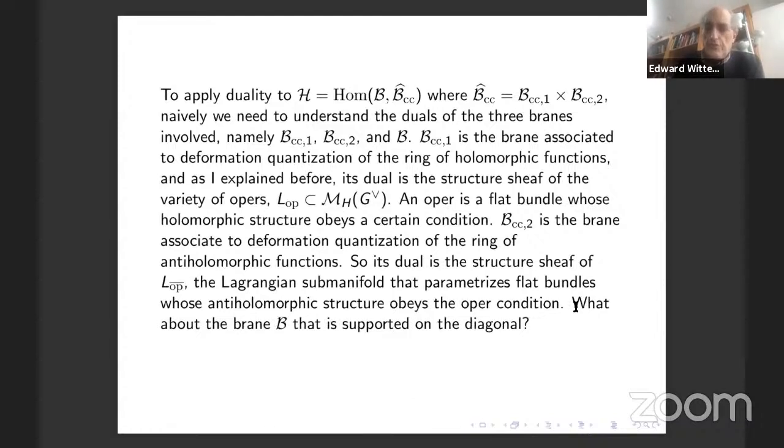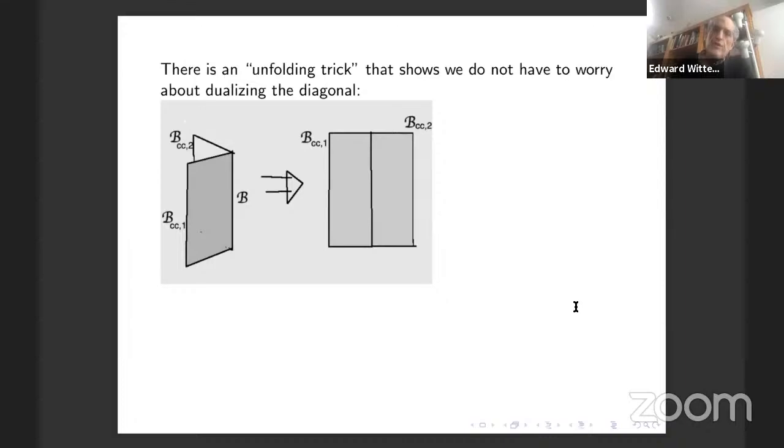What about the brane supported on the diagonal? There's an unfolding trick that shows that this question has a trivial answer. So we quantized Y by considering two copies. I've drawn a picture with two sheets representing the two copies of a theory with target Y. And the two copies are independent on the left boundary because the brane on the left boundary was a product of a brane for one copy and a brane for the other copy. But on the right boundary, the brane was supported on the diagonal, which means the two copies are glued together on the right boundary. So if I unfold it, I should just have a single copy of Y with opposite boundary conditions at the two ends and nothing in the middle.